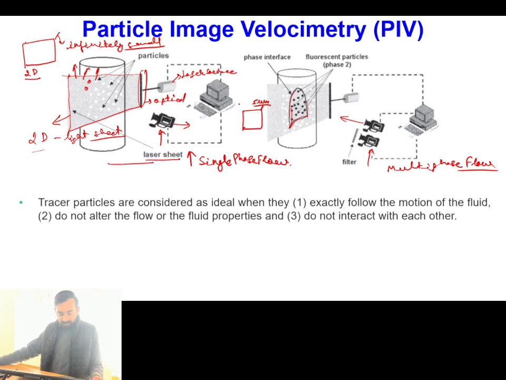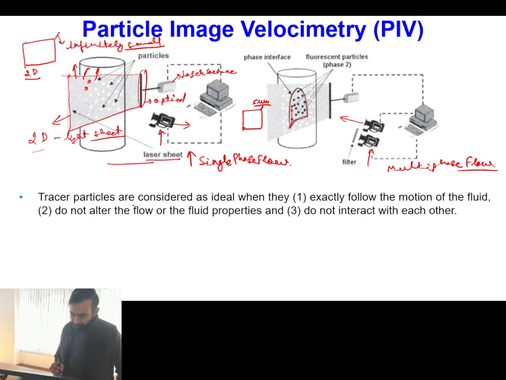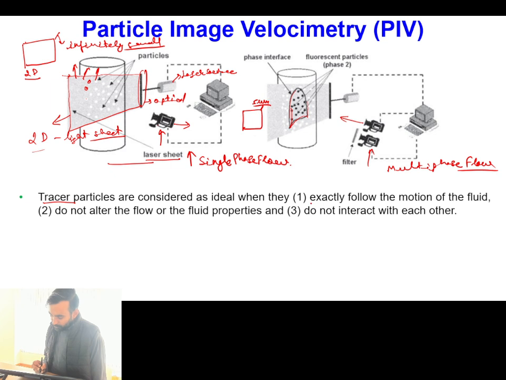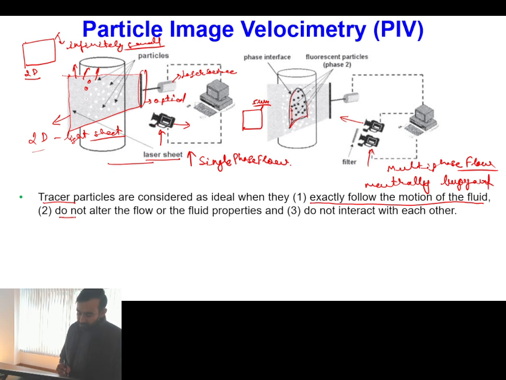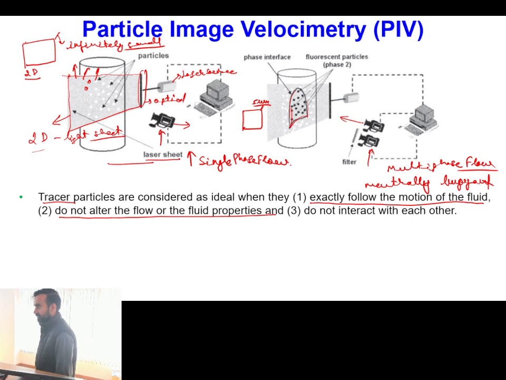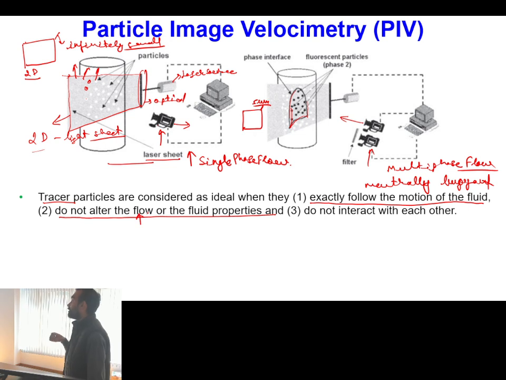Okay, so typically the setup consists of tracer particles, and what should be the characteristics of these tracer particles? First, they should exactly follow the motion of the fluid, which means the particles should be neutrally buoyant. Second, these do not alter the flow or the fluid properties. So there are two things now. First, these should not alter the flow.